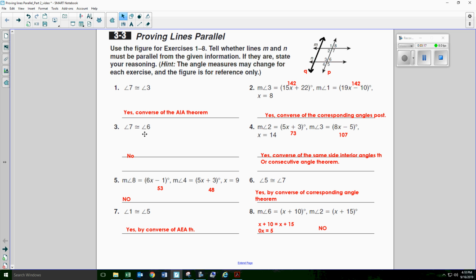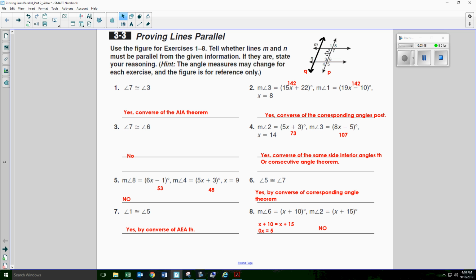Number 3, 7 is congruent to 6. Well, if I look at 7 and 6 here, I should know those are called same side interior angles, or consecutive interior angles, or just consecutive angles. They have to be supplementary. Remember, same side starts with S, so they must be supplementary, which means they must add to 180. This says they're equal, so the answer is automatically no. They must add to 180. Okay. Number 4, angles 2 and 3. What has to be true about 2 and 3? Well, they're same side interior angles again.